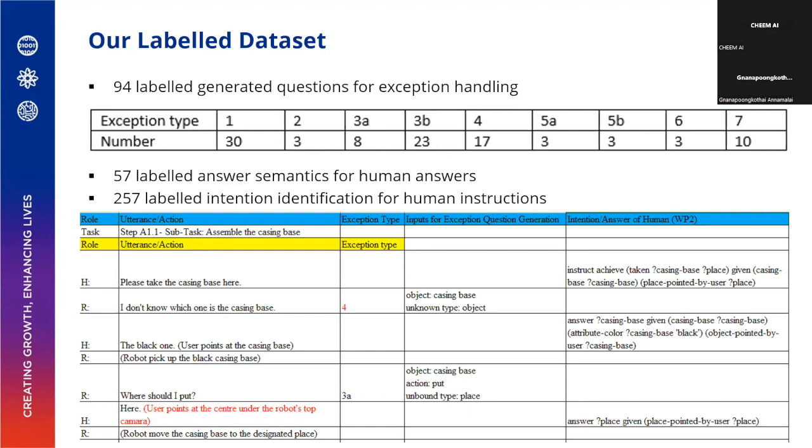And we also labeled 57 answer semantics for human answers. The table shows an example of the labeled data. For example, the human will give an instruction to the robot: please take the casing base here. But the robot doesn't have knowledge about the casing base, which belongs to exception 4. So the robot needs to ask a question to the human, and the human will give an answer. So task 1, robot question generation, is to generate the question: I don't know which one is the casing base, and the human will answer, the black one. In order to understand the black one, we use the red columns to give the fixed representation of this utterance.